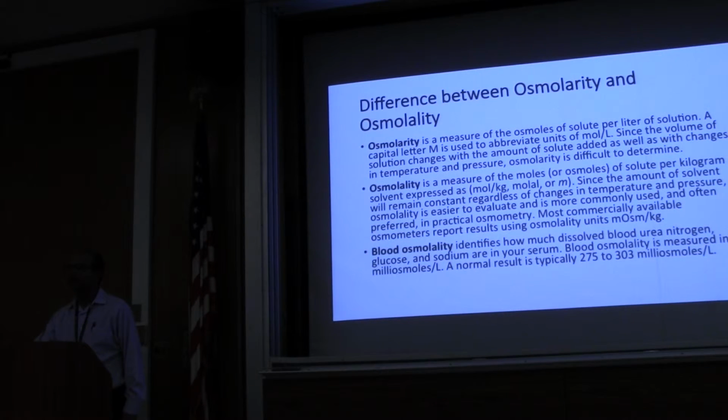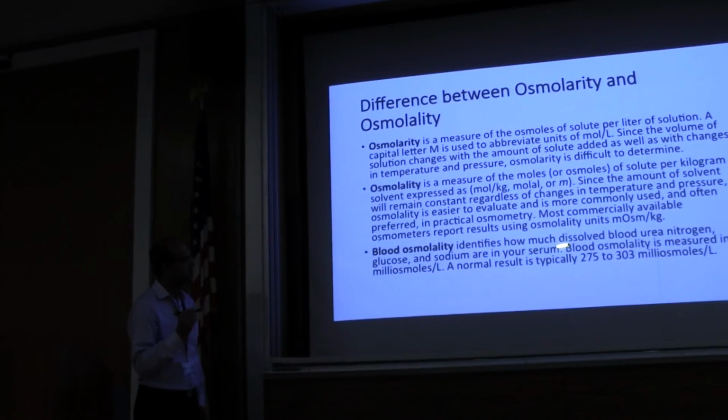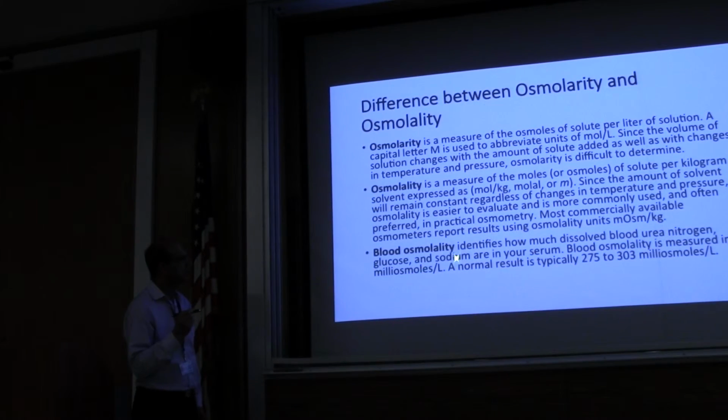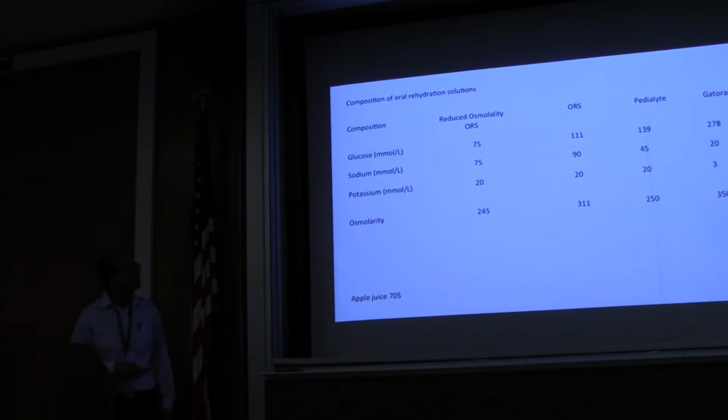As for osmolarity and osmolality, I'm going to use the words interchangeably for now. Just to bring your attention to blood osmolality: it is how much dissolved BUN, glucose, and sodium there are, and our blood osmolality is 275 to 303. So we are definitely using a hypotonic solution when we are trying to rehydrate someone. And this is the composition we can look at.